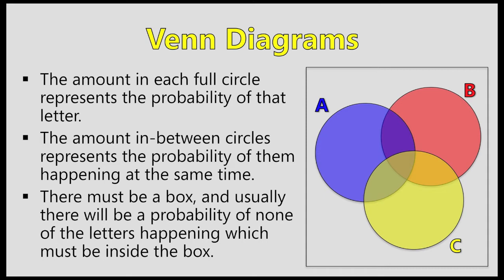The amount in between circles represents the probability of them happening at the same time. There must be a box around it, and usually there'll be a probability of none of the letters happening, which must be inside the box. But you can put it anywhere, just not inside any of the circles.